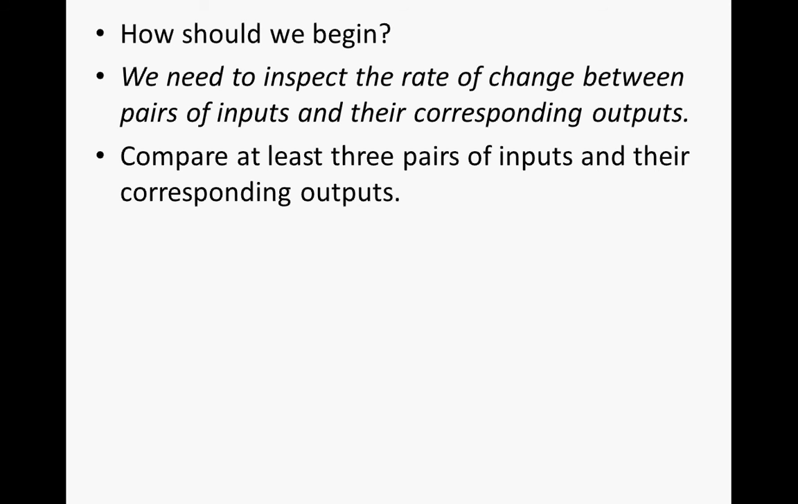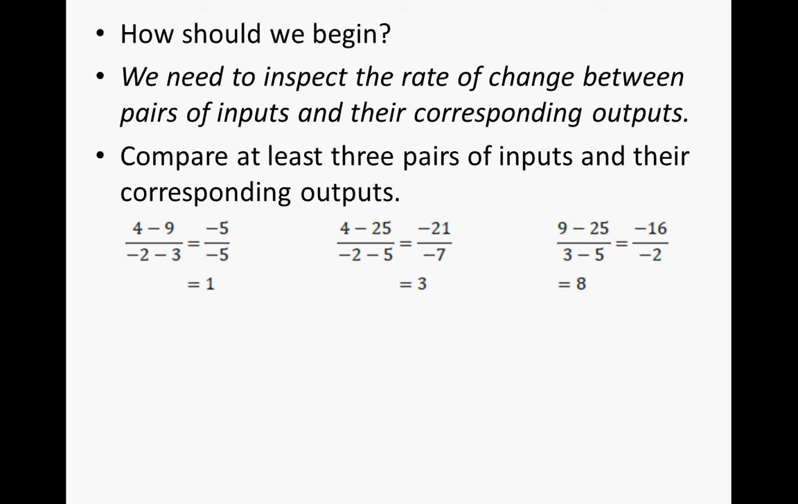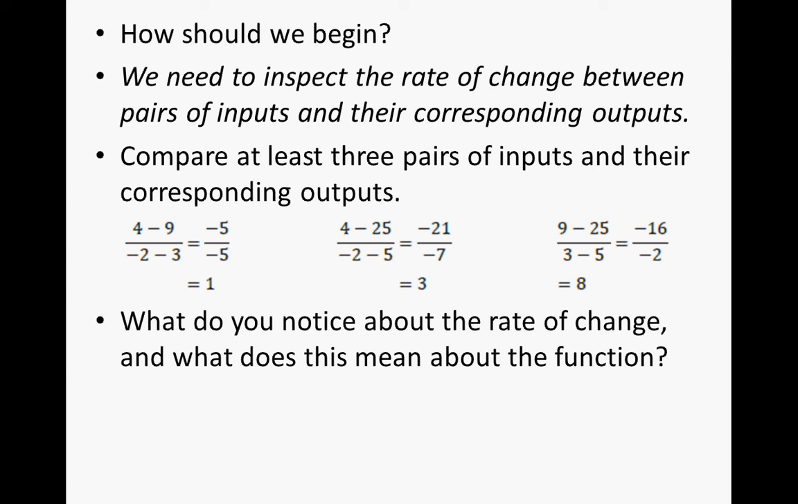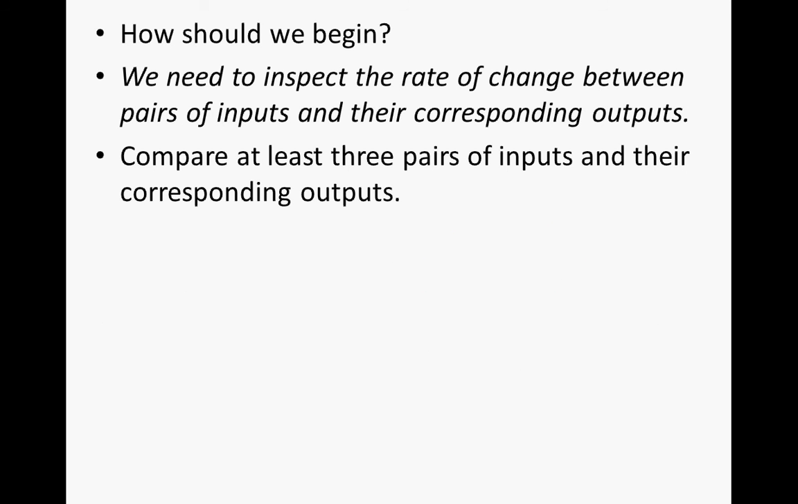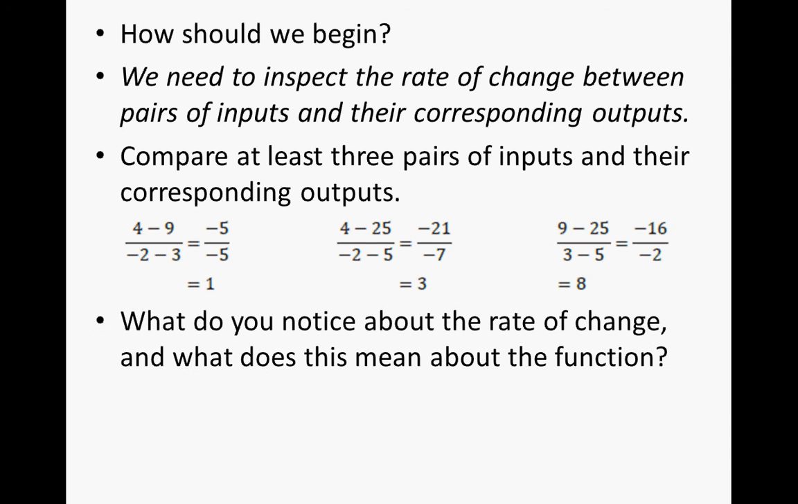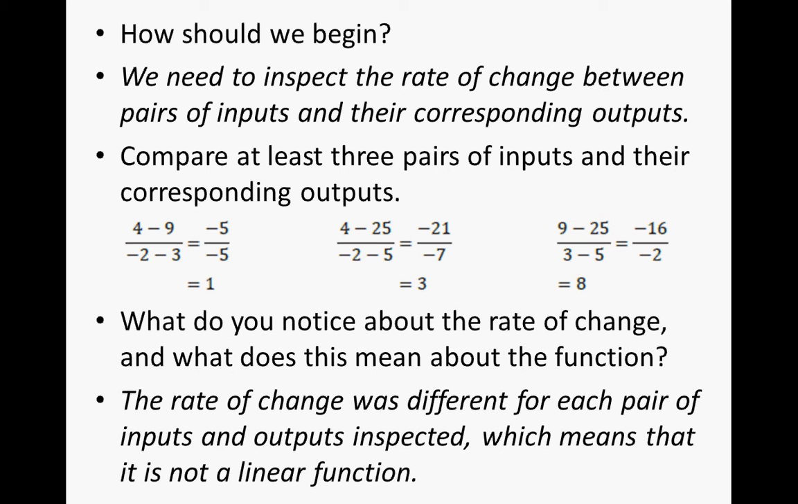All right. You might have picked different inputs and outputs than the ones given here, but you should have noticed that the rate of change is different for each pair of inputs and outputs. So, what do you notice about the rate of change, and what does this mean about the function? The rate of change was different for each pair of inputs and outputs inspected, which means that it is not a linear function.